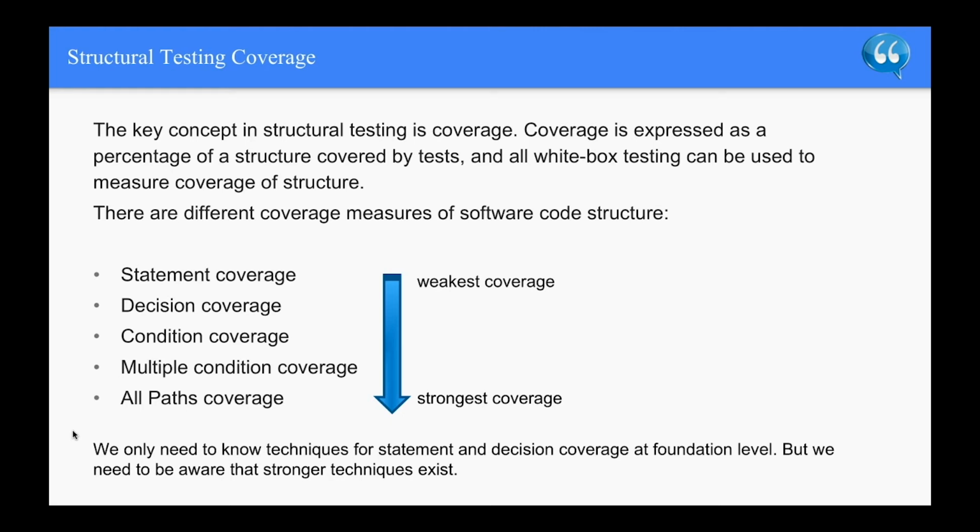There are different coverage measures of software code structure: statement coverage, decision coverage, condition coverage, multiple condition coverage, and all paths coverage. As you can see, the arrow here pointing down means the weakest coverage is statement coverage, and as you go down the options, all paths coverage is the strongest of them all. We only need to know techniques for statement and decision coverage at foundation level, but we need to be aware that stronger techniques exist.